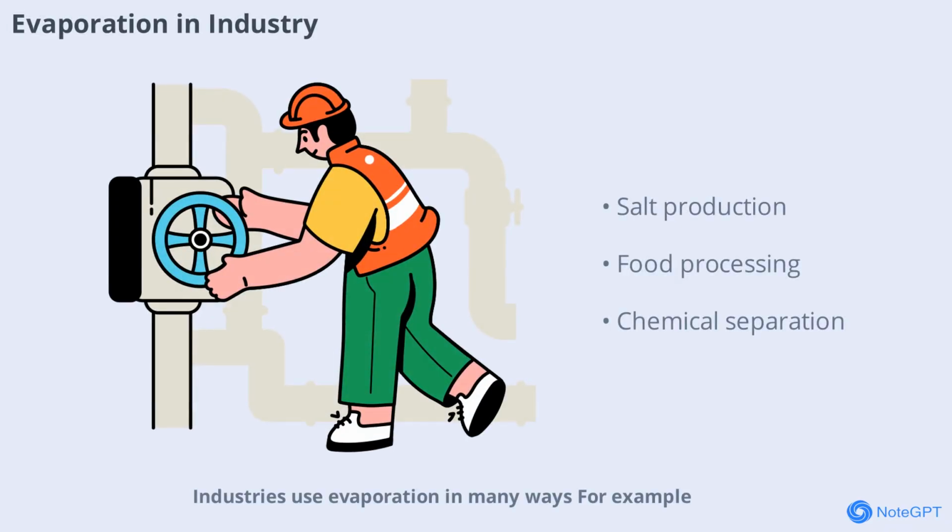Industries use evaporation in many ways. For example, salt is harvested by letting seawater evaporate in large shallow ponds, leaving the salt behind. In food processing, evaporation concentrates flavors or removes excess water. Chemical industries use evaporation to separate substances or purify solutions. This process is a vital tool in manufacturing and production across the globe.